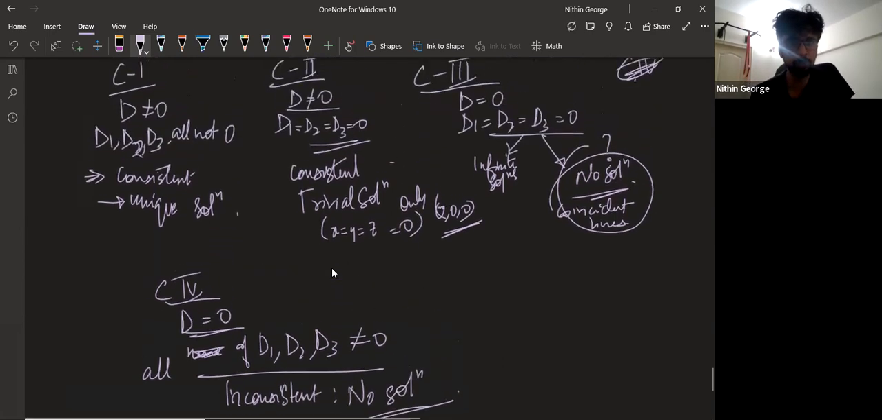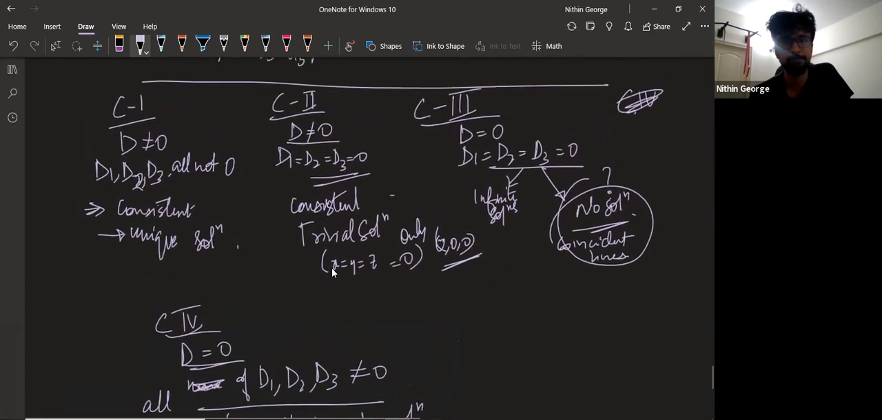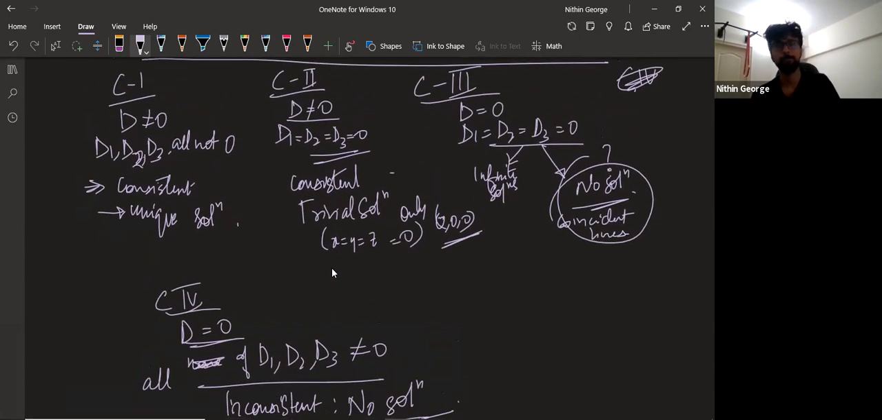Please note these points carefully. Quickly, come on. Have you noted this down, guys? All of you?